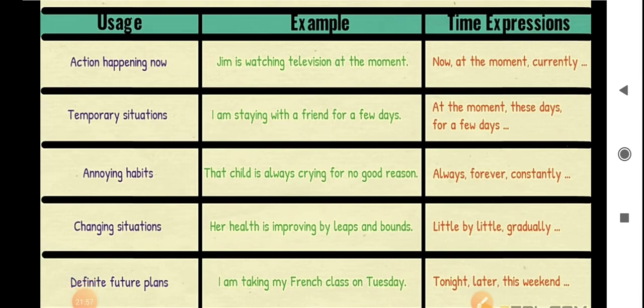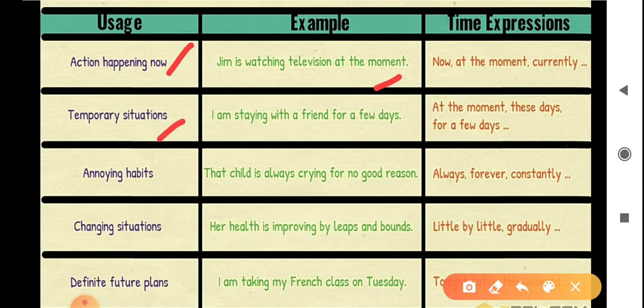Here are some uses of present continuous tense. First of all, action happening now. The action or a work that is going on in present time is always expressed in present continuous tense. For example, Jim is watching television at the moment. Now, second one, temporary situation. For temporary situations, just like any work that is for short time, we always use present continuous tense. For example, I am staying with a friend for a few days.